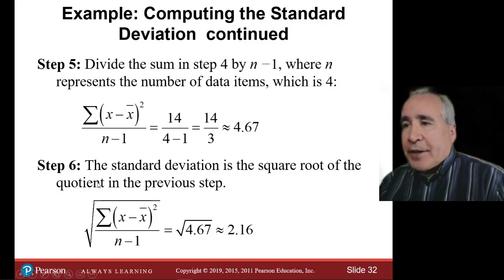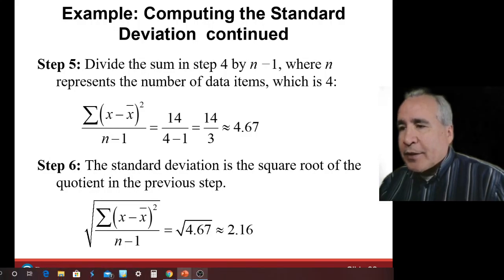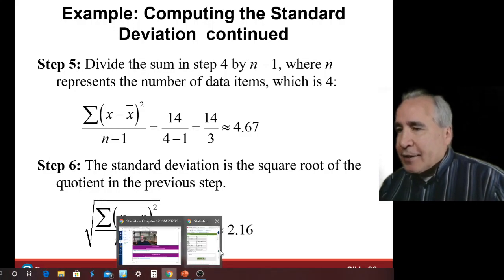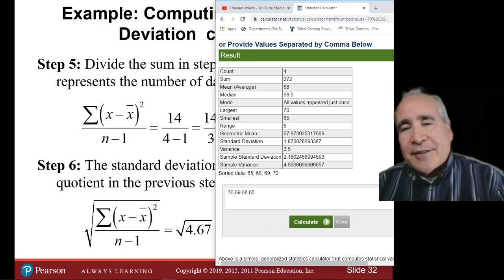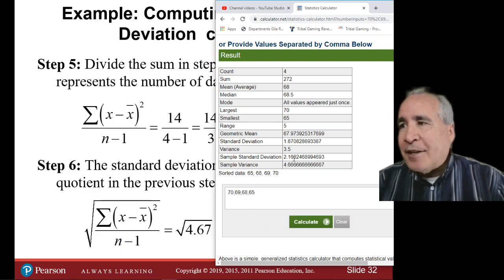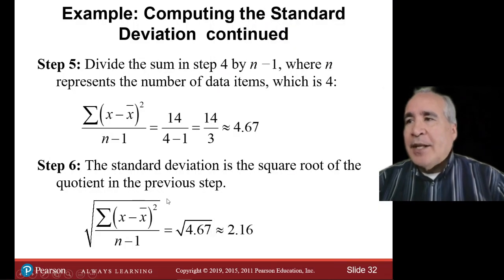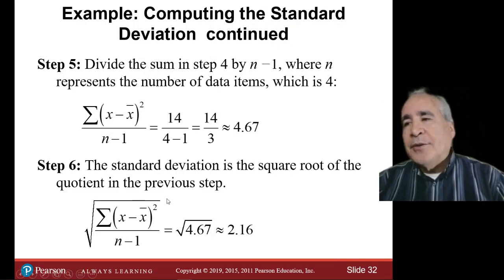But at the very end, we take the square root of that number, which comes to 2.16. That is actually, back here, the sample standard deviation, 2.16. Beautiful. We got it all right here. So this is the process that you use.